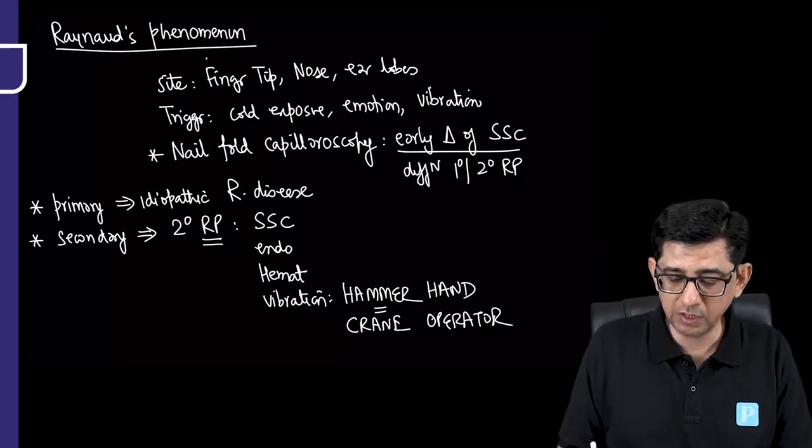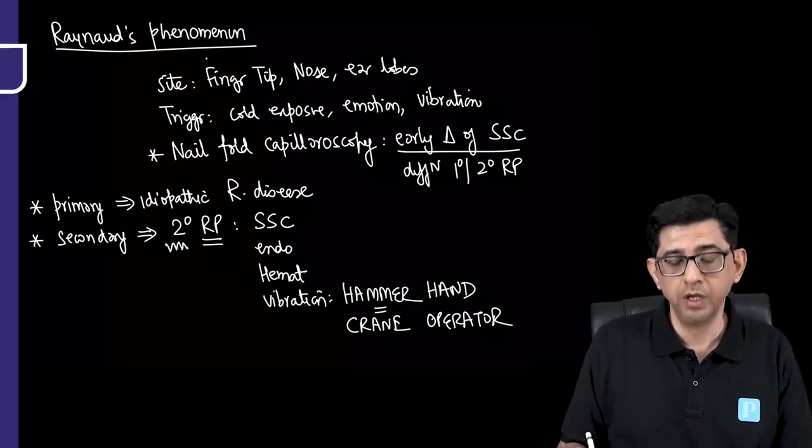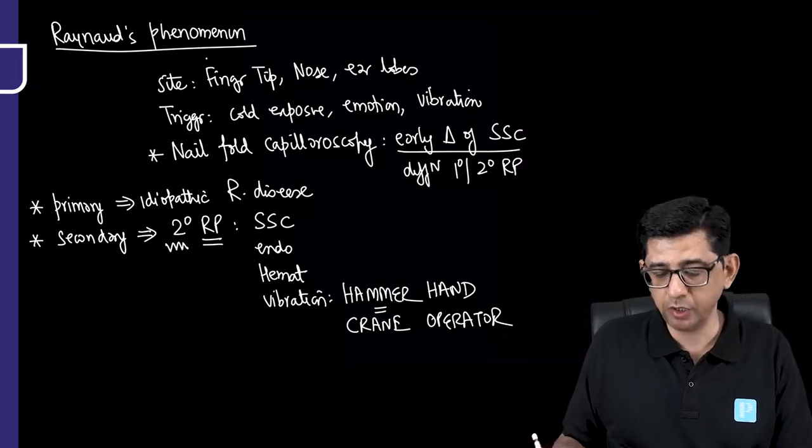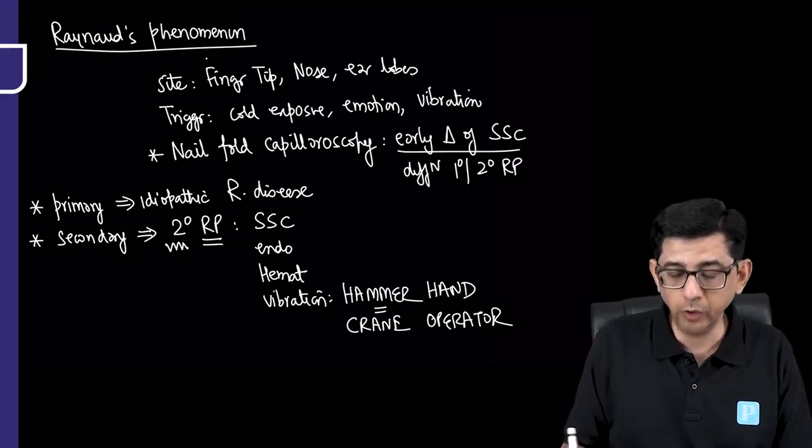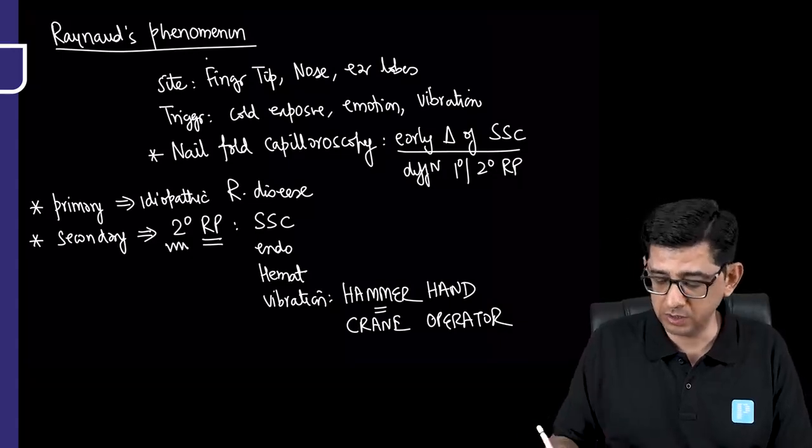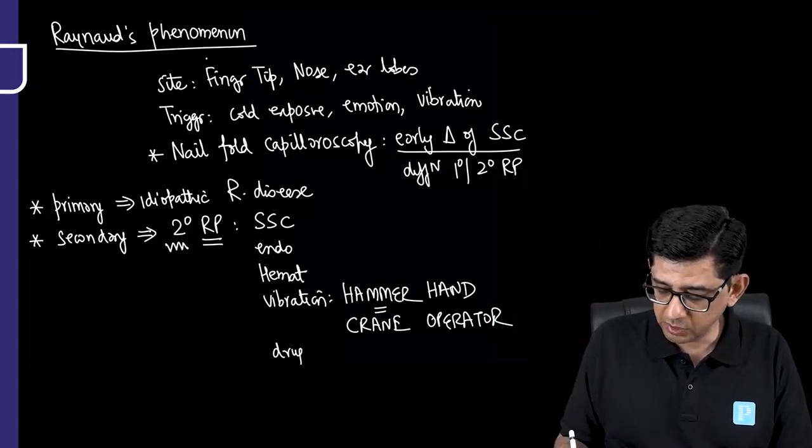So when do we say secondary Raynaud's phenomenon? It is when it is associated with the following disorders as I've explained. And if it is idiopathic, then we call it Raynaud's disease. In fact, even drug association should be remembered.